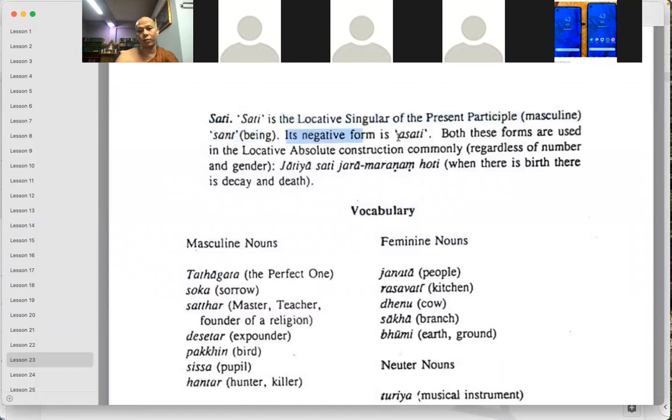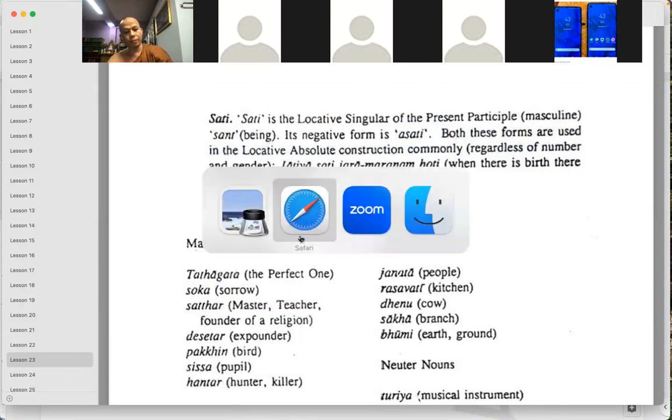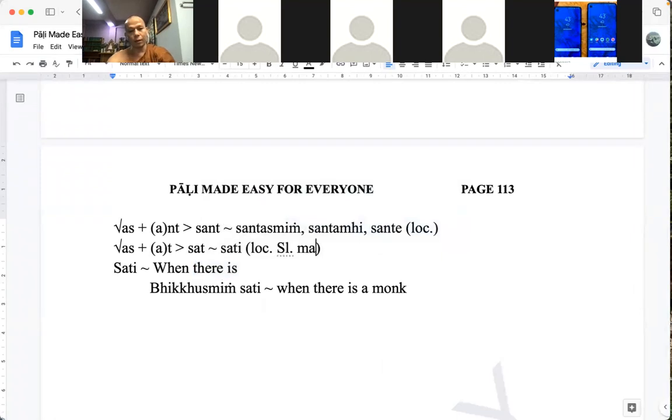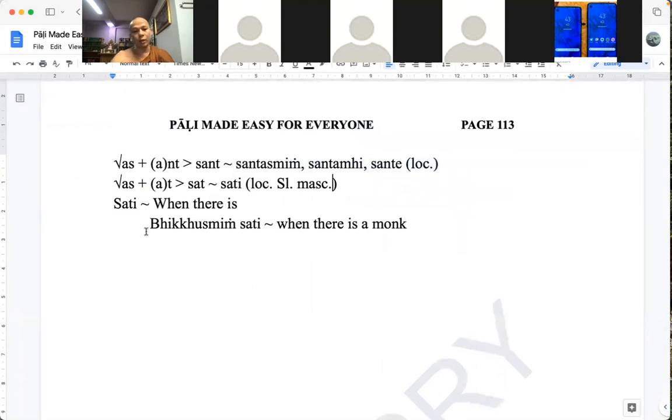Okay. But its negative form is with the a, so asati. Grammatically that is singular form, but both these forms are used in the locative absolute construction commonly, regardless of number and gender. So even though this sant is masculine, locative case singular, and here bhikkhu is also masculine gender, so we use sati. And then maybe feminine gender, bhikkhuniyam, also sati. We don't use satiyam. So irregularly we see "when there is a nun," or maybe a female monk in this way. So no change of the gender, that's sati. So irregularly used in this way.